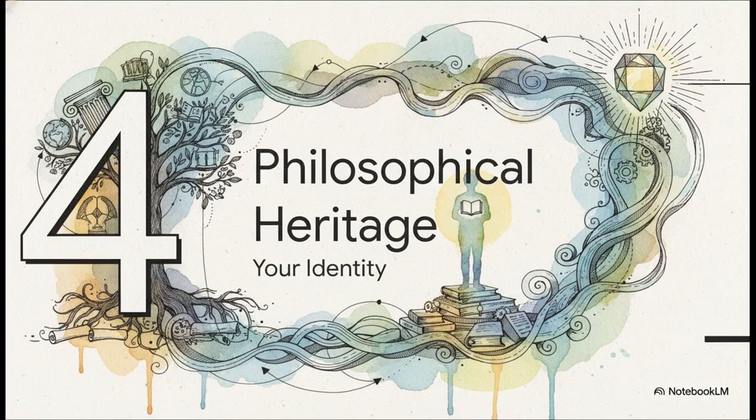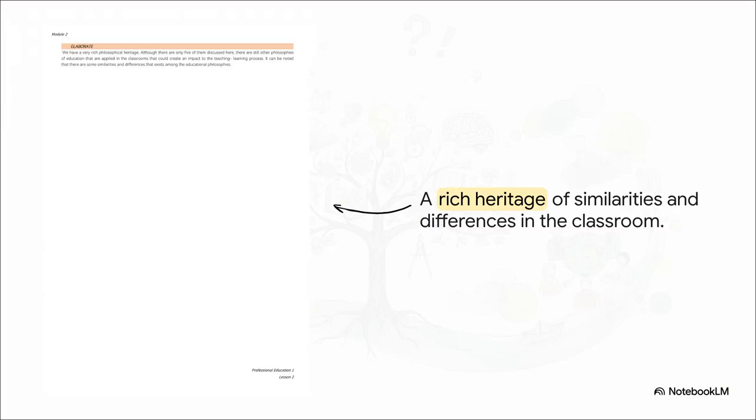And that brings us to our final section, Section 4, Your Philosophical Heritage. Let's see how all of these diverse ideas build into your own professional identity. We are inheriting a very rich philosophical heritage. While there are stark differences among these 5 philosophies, they all profoundly impact the teaching-learning process. The most effective teachers often draw from this rich heritage, blending these approaches to best serve their specific students. It's like a giant puzzle you get to put together.